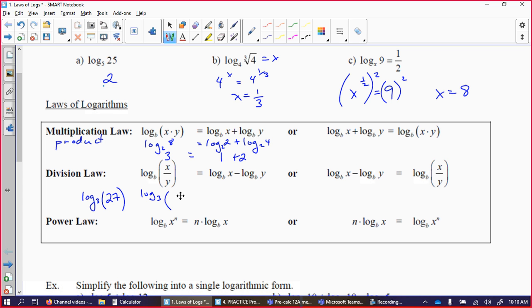Log base 3 of 27... no, log base 3 of 9. There we go. 27 divided by 3 is 9. If I split that up, log base 3 of 27 minus log base 3 of 3, well, that is 2. This is 3 minus 1. 3 minus 1 equals 2.